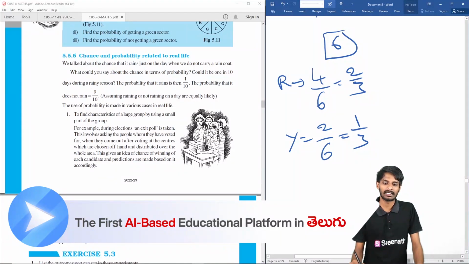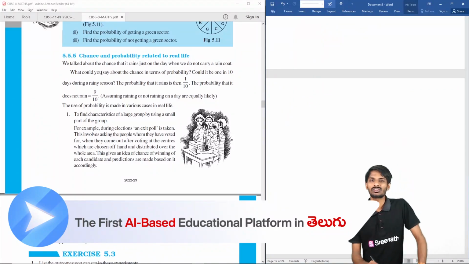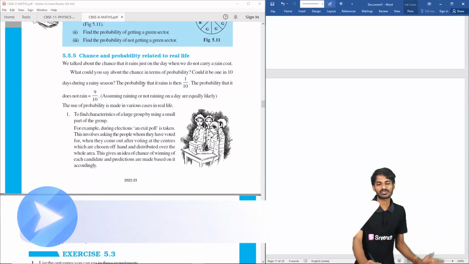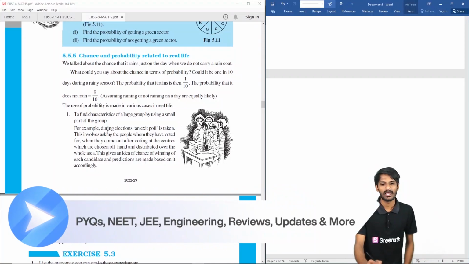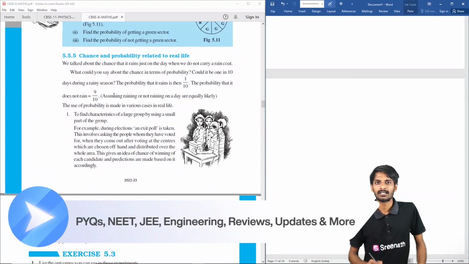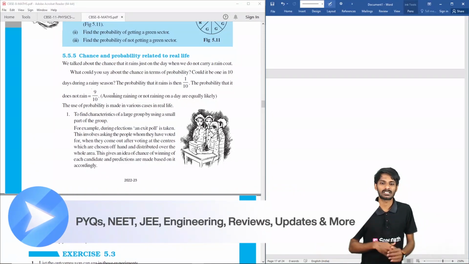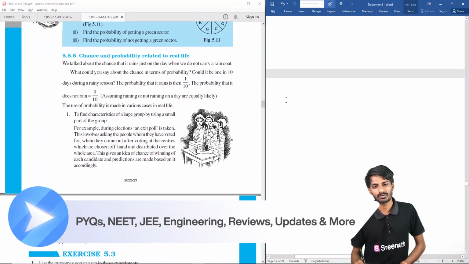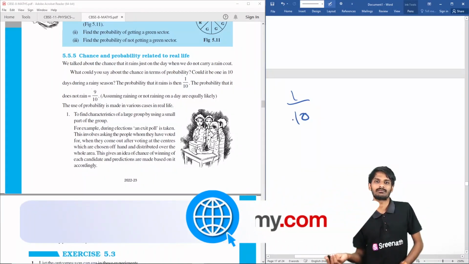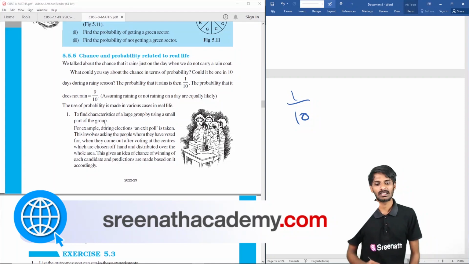Chance and probability related to real life. We talked about the chance that rain may come or may not come. And we have talked about the probability that it may be head or tail. And in the non-rainy season, the probability of rain may be 1 by 10. Okay students, like that.